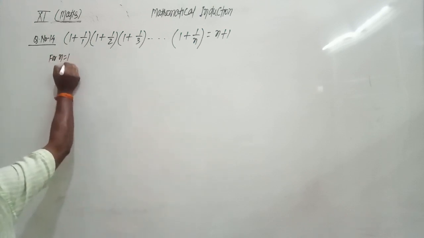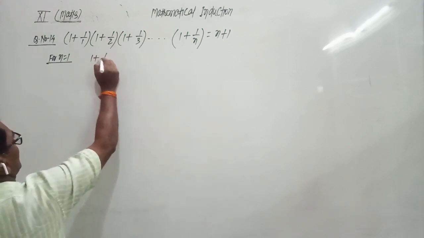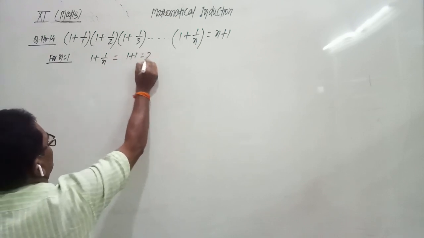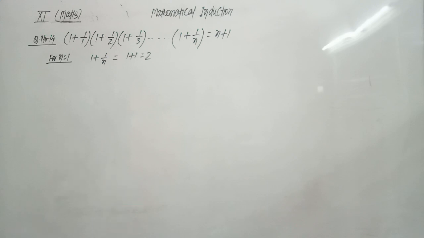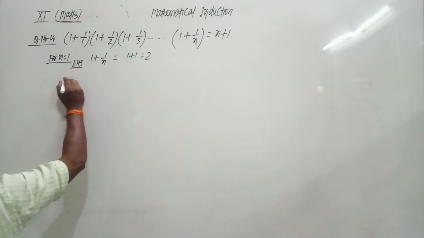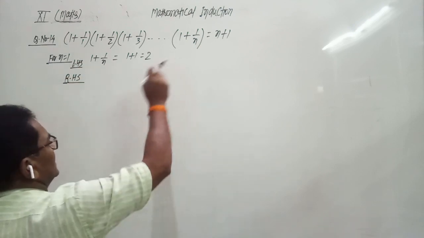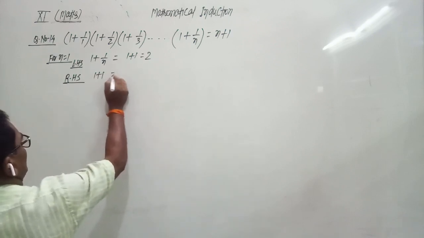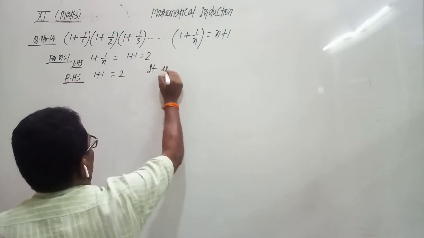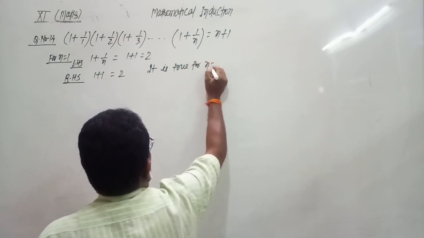For n equals 1, the last term of the LHS, that is 1 plus 1 upon n, put the value of n equals 1, so we get 2. And for n equals 1, the value of RHS, that is n plus 1 means 1 plus 1, we get 2. So it is true for n equals 1.